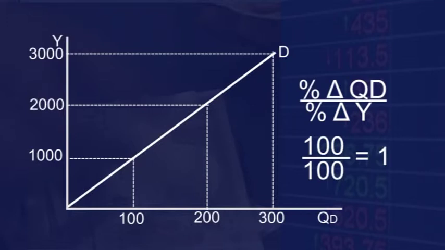Percentage change in quantity demanded divided by the percentage change in income, 100 over 100 equals 1. What does that 1 mean? It means that on average, for a 1% change in income, we would expect a 1% change in the quantity demanded.